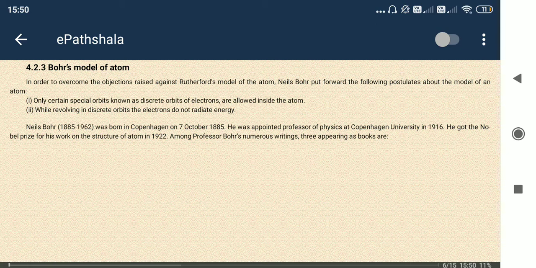And another thing, when revolving, the electron is not releasing any energy or taking any energy. That's why the radius of its circular motion remains constant. Whenever it takes some energy or releases some energy, its radius may increase or decrease. If it is taking energy, it will go further away from the nucleus, thus the radius will increase. And in case it is releasing energy, it will come closer to the nucleus, so the radius will decrease. Okay, this is Bohr's model.